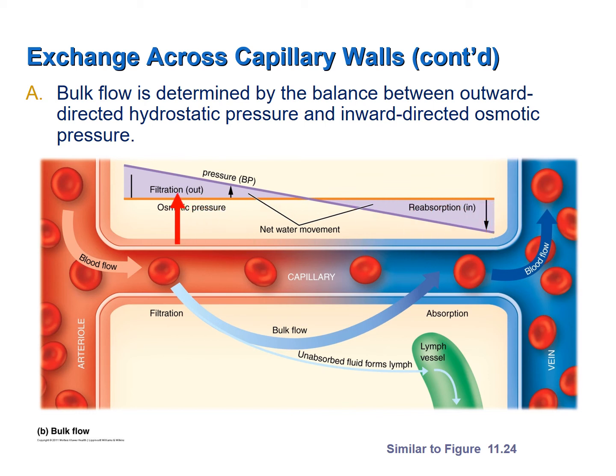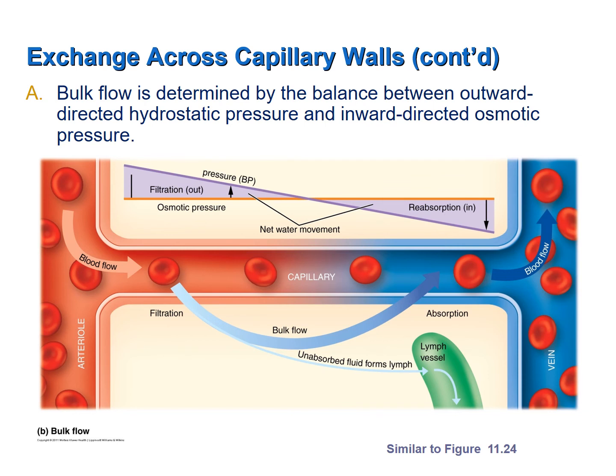Therefore, on the arterial end, where hydrostatic pressure is greater than osmotic pressure, there will be net movement of fluid out of the capillary. This is called filtration. In contrast, on the venule end of the capillary, osmotic pressure exceeds hydrostatic pressure, resulting in the movement of fluid into the capillary from the interstitial fluid. This is called absorption.